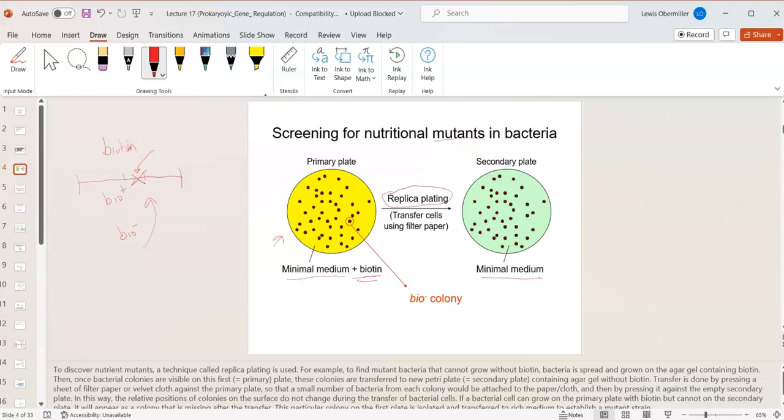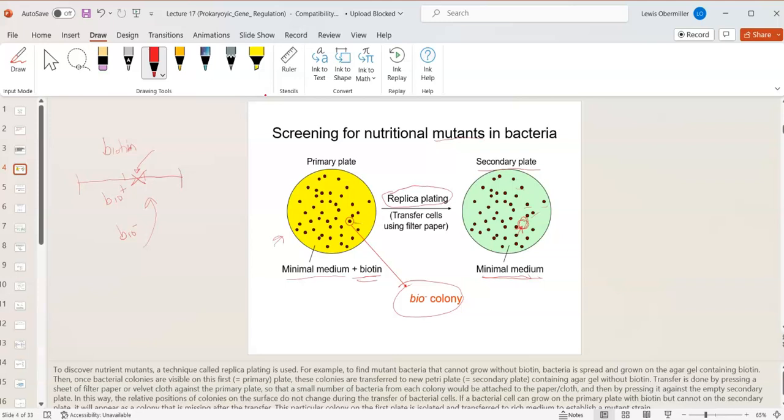So in this case, this is just minimal media, the secondary plate, no biotin. Anything that can't make biotin is going to die. So what you're looking for here is what's missing. What's missing from this plate that's present on this plate? Well, this one's there and these are there, and all of these are the same, but the one that's missing is this one. Because this one is missing, we can go back to the original plate.